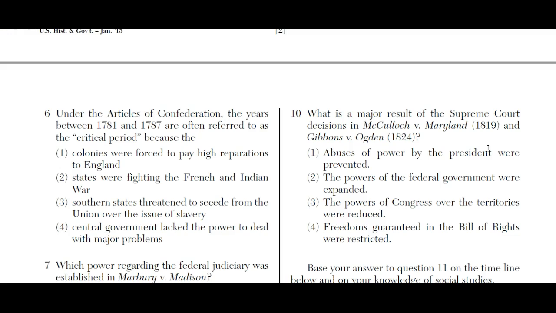I mentioned them to you. McCulloch v. Maryland. That's about the national bank that Alexander Hamilton set up. The state of Maryland didn't like it, and so they tried to tax it.